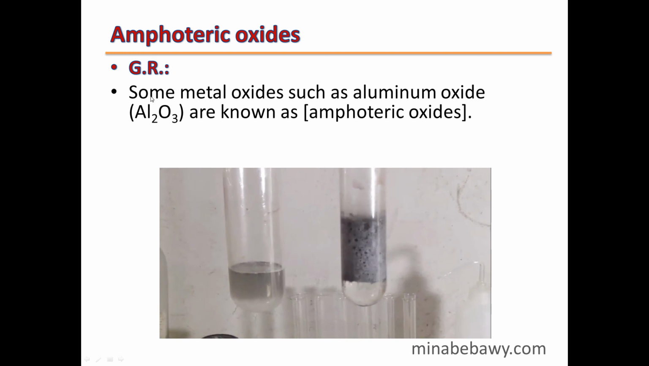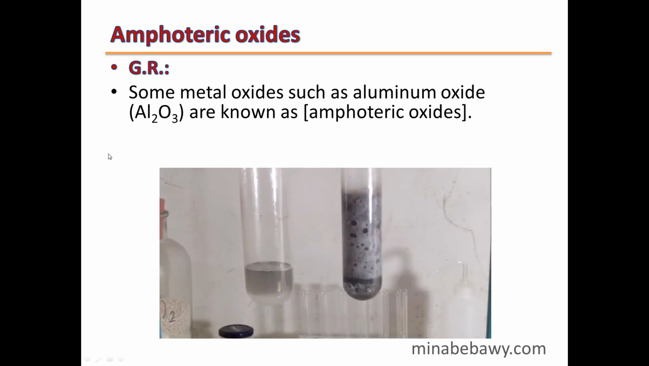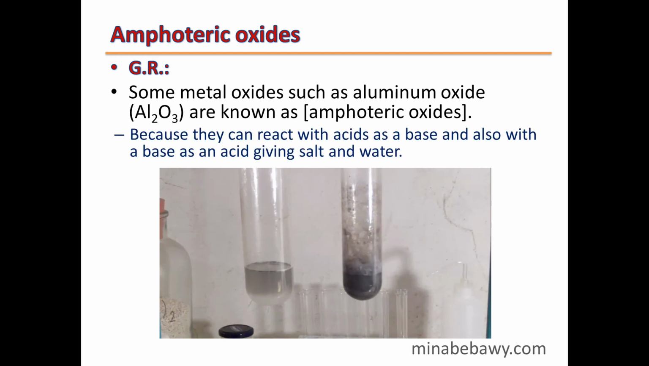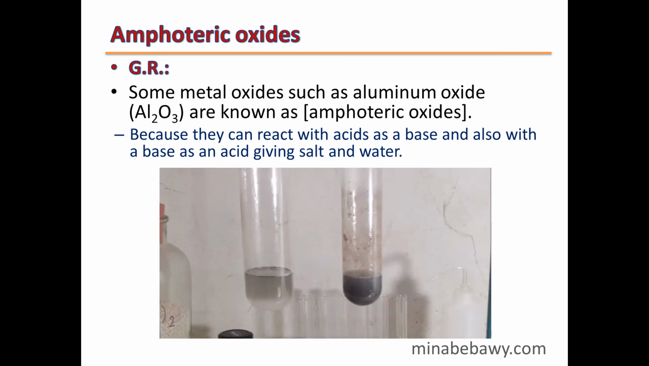That is the reason some metal oxides such as aluminum oxide, Al2O3, are known as amphoteric oxides. This is because they react with acids as a base and also with a base as an acid, giving in the two cases salt and water.